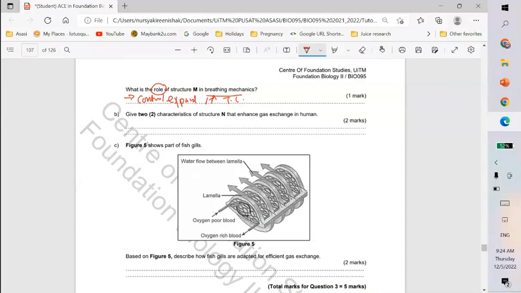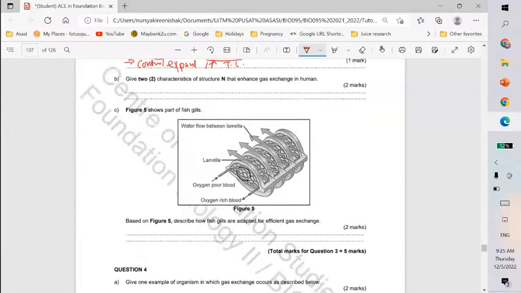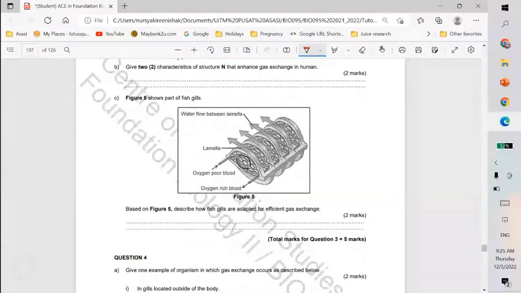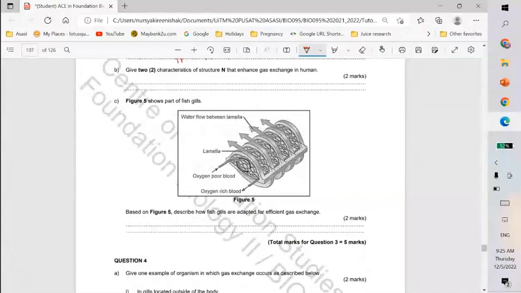So for B, give two characteristics of structure N that enhance gas exchange in human. So my answer is moist and thin. So senang je lah kan. So any respiratory surface yang paling senang jawab thin, moist, large surface area kan, or highly folded kan. Yang ini dia referring to the alveolus lah. So it is highly folded kan. So it is surrounded by blood capillaries pun boleh. Okay. So those are the answers that you can include to get the 2 points. Okay, Dania, thank you. Next question C.